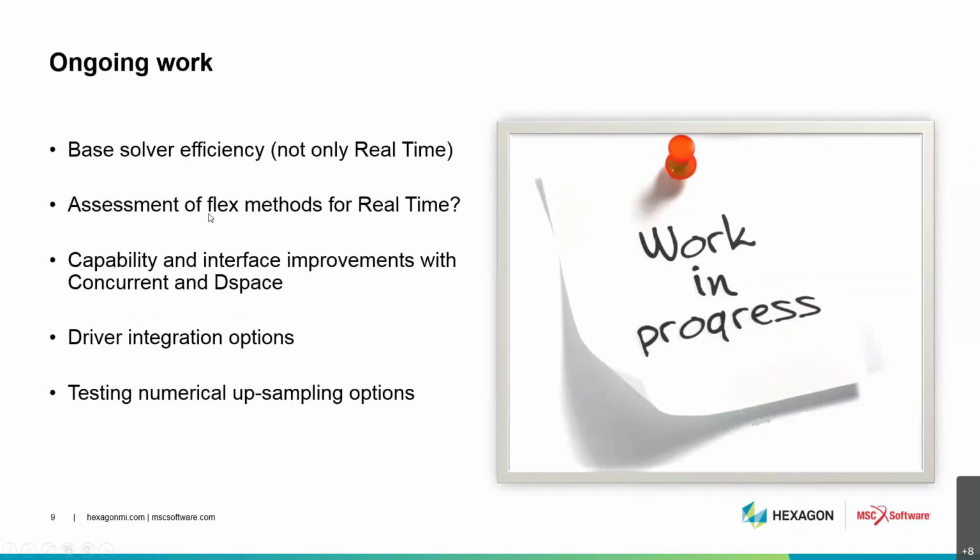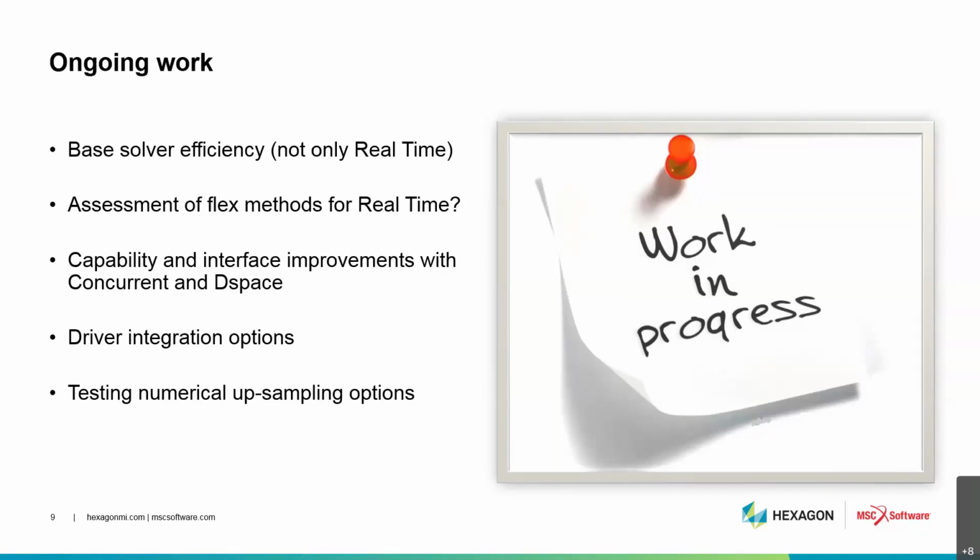We're looking into some investigations that will allow us to get a clean assessment of what kind of flexibility you can include in the model, what you can get away with there. For sure, if you have a simple enough flex body and not too much attached to it, we can do it with real time. But for real scenarios, flexible subframes, flexible chassis, what can we include and what do we have to throw out to make it work? We want to look into that, and we have some plans on that. We're always looking at improving our capabilities with Concurrent and dSPACE.